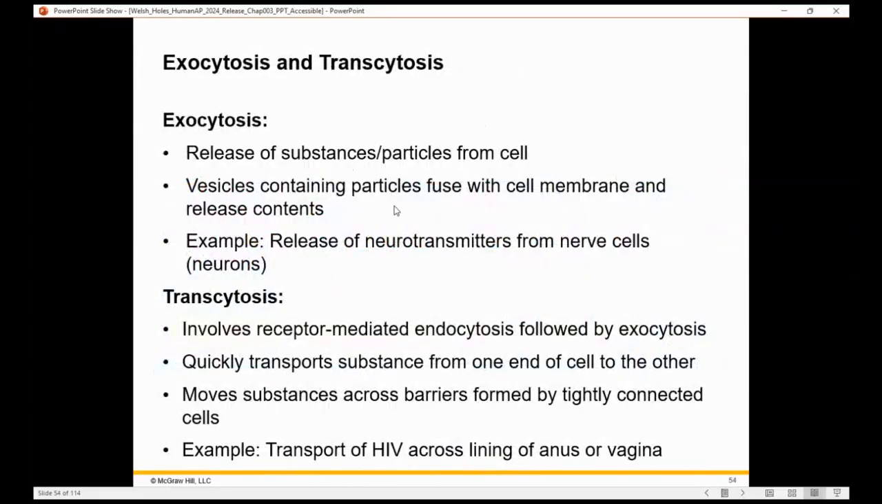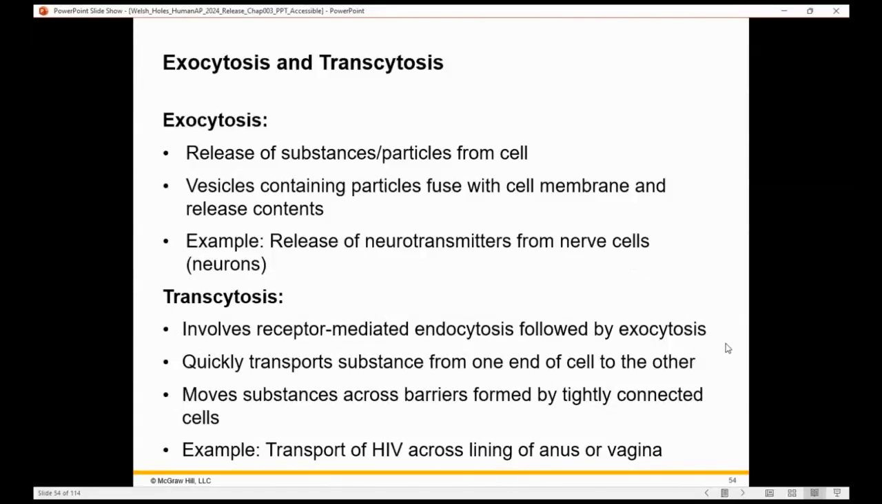Okay, exocytosis, the release of substances or particles from cells. Vesicles containing particles fuse with cell membranes, and then they release the contents. Some examples are the release of neurotransmitters from nerve cells so that we can transfer a message from one neuron to another. We'll talk more about that when we talk about the nervous system.